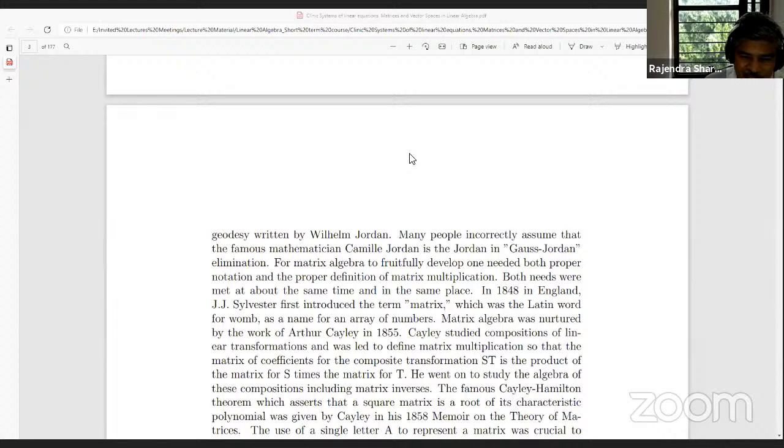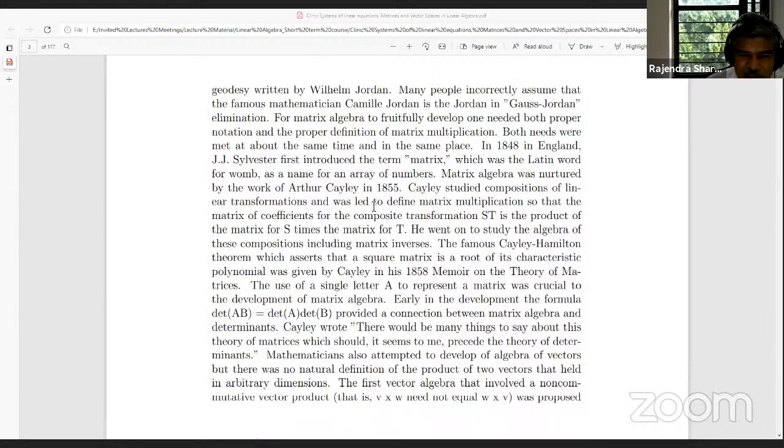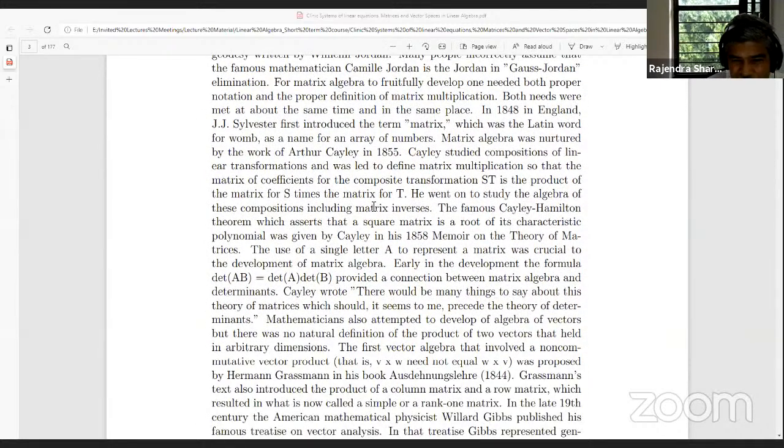The use of a single letter to represent a matrix was, of course, crucial for the development of the subject. And it was the formula that brought together the relationship between the matrices and the determinants. The formula was that the determinant of AB is the product of their determinants. Cayley wrote that there would be many things to say about this theory of matrices, which would, it seems to me, precede the theory of determinants.